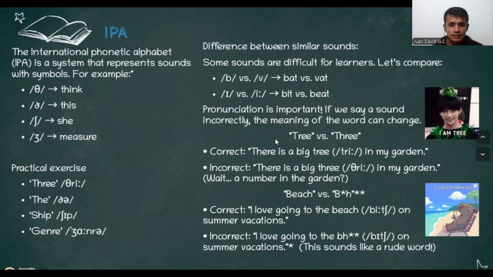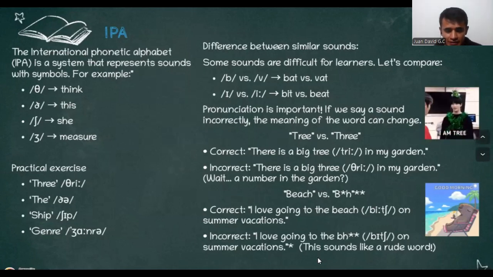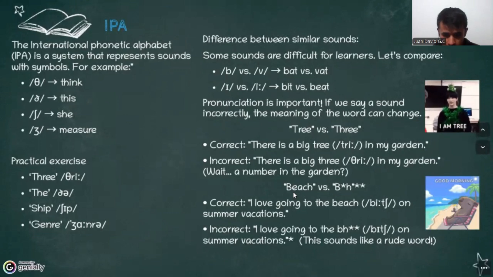Pronunciation is important. If we say a sound incorrectly, the meaning of the word can change, like in these examples. "Three" versus "tree." The correct sentence: There is a big tree in my garden. The incorrect: There is a big three in my garden. A number in the garden? So let's continue with the next example.